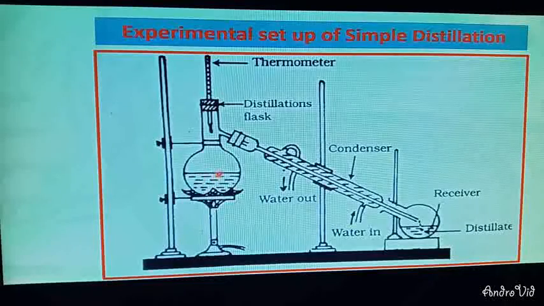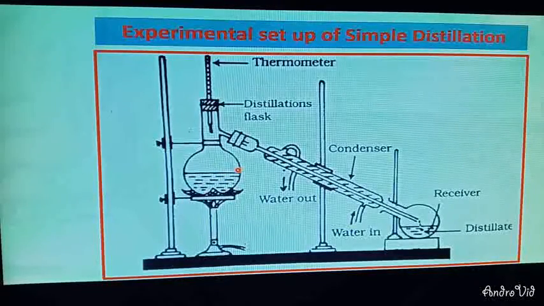For the substances to be separated from each other by this distillation process, there must be enough boiling point difference. Okay, boiling point difference. So the liquid substance which has a comparatively lower boiling point will vaporize first. Then the vapor of this liquid substance will enter into the condenser through this way.